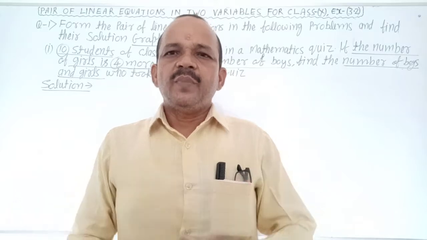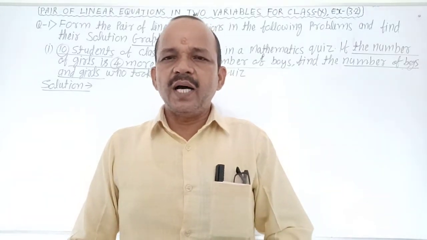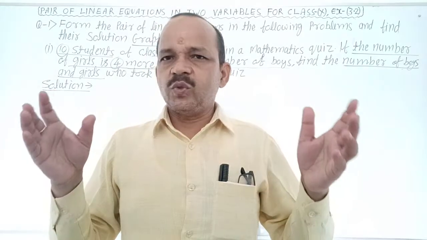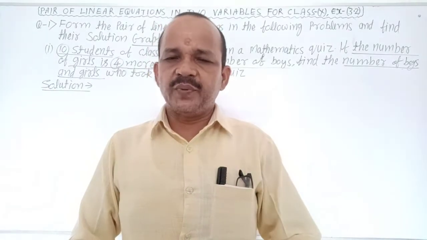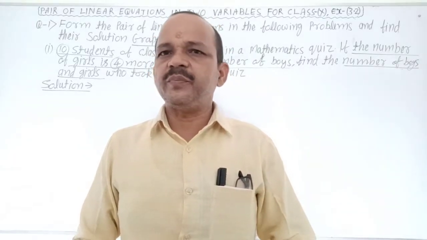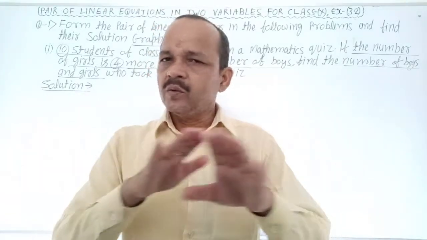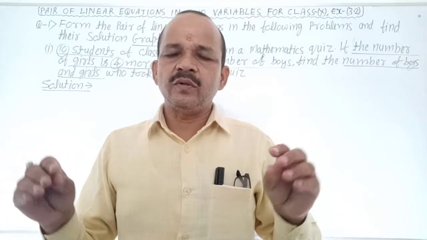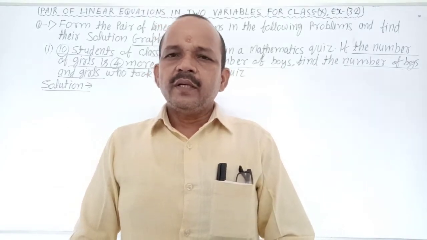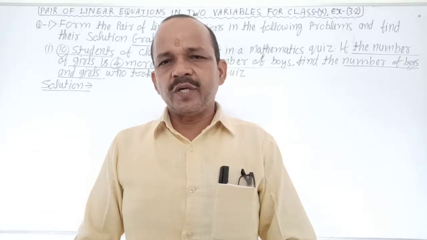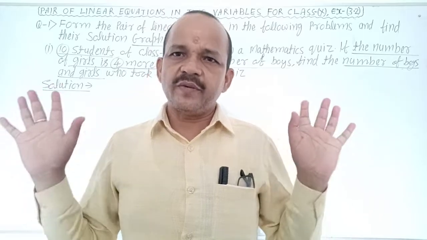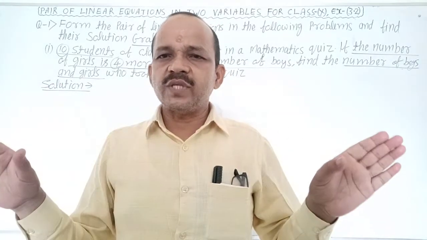Very good. Firstly, I want to describe the form of pair of linear equations in two variables, because you can ask me what is the form of pair of linear equations in two variables. It is new for you, so you can ask easily. a1x plus b1y plus c1 equal to 0 and a2x plus b2y plus c2 equal to 0. It is the form of pair of linear equations in two variables.